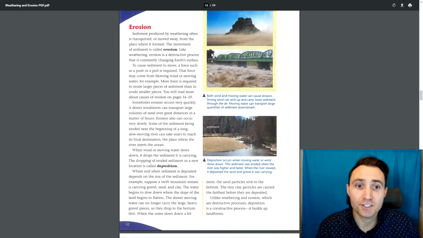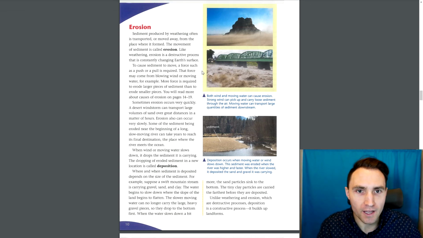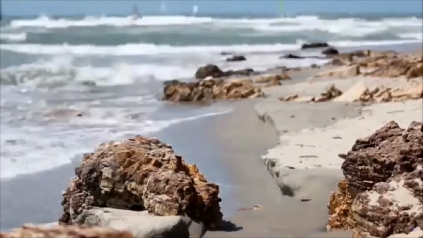Our last section is erosion, starting on page 10. All right, so follow along with me. Sediment produced by weathering often is transported or moved away from the place where it formed. The movement of sediment is called erosion. Like weathering, erosion is a destructive process that is constantly changing Earth's surface.